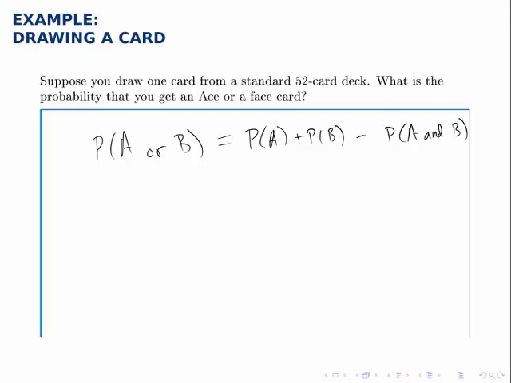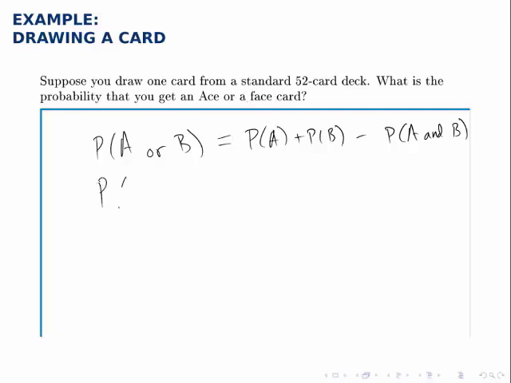Here, the probability that you get an ace or a face card, well, an ace is not a face card, so these events are mutually exclusive or disjoint. They won't happen at the same time. If we're only drawing one card, we're either going to get an ace or a face card or something else, but we're not going to get something that's both an ace and a face card.